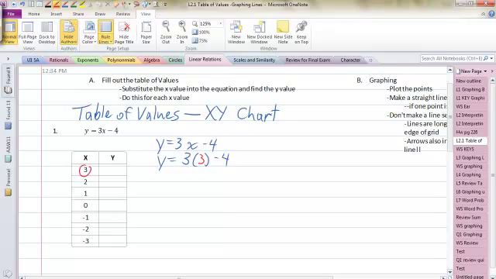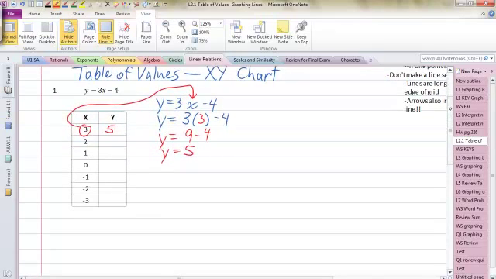You take the value for x, you substitute it into your equation, and so the x equals 3. Always use brackets when you're substituting. y equals 9 minus 4, y equals 5. So the value of y is 5 when x equals 3.